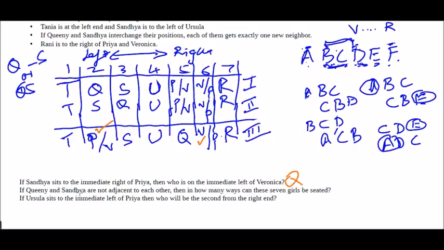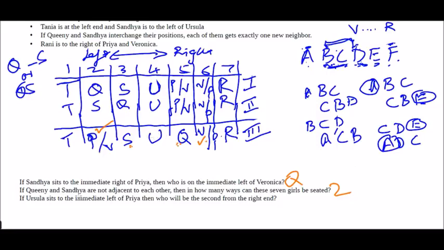Okay, let's look at this. If Queenie and Sandhya are not adjacent to each other, which is this scenario, again the third scenario, how many ways can these 7 girls be seated? This will be 2 ways. Either V comes here, P comes here, or P comes here, V comes here. So this will be 2 scenarios.